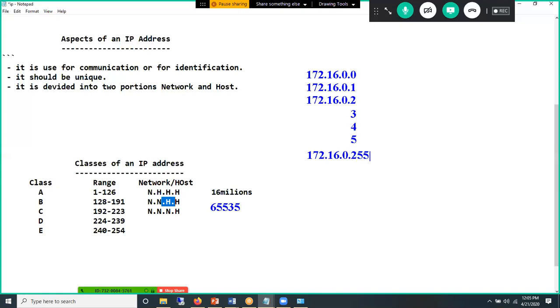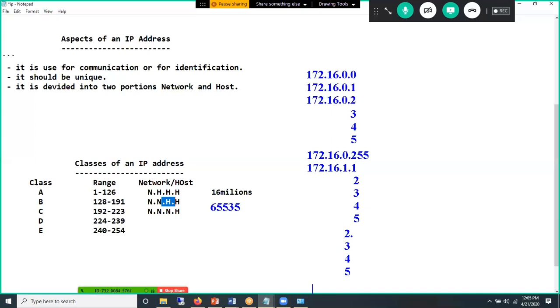Now, when you want to give the next IP, it will be 172.16.1.0. Now this 0 becomes 1 again. Then again it will go to 2, then 3, then 4, then 5. Again, now it will go to 2, then after that 3, then after that 4, then after that 5. Like this, the hierarchy goes on.